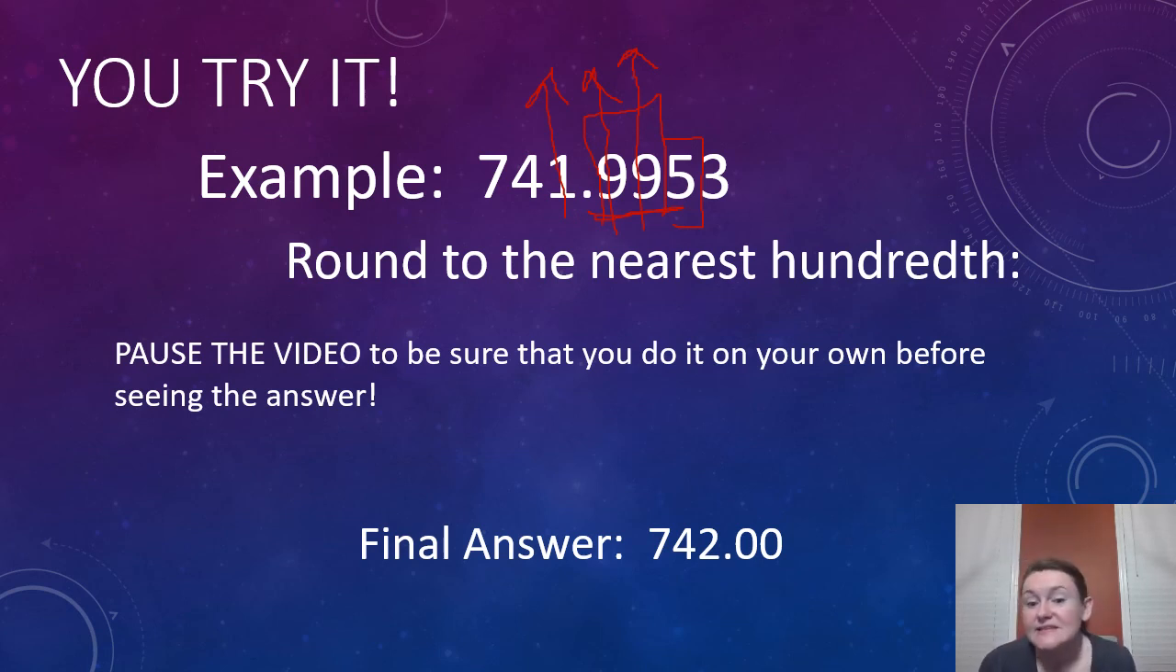So 742.00. Yes, the 0.00 is meaningless as far as the value, but we're showing that we did keep the hundredths place. We kept 2 decimals, and because both of those 9s rounded up, we're at 742.00.